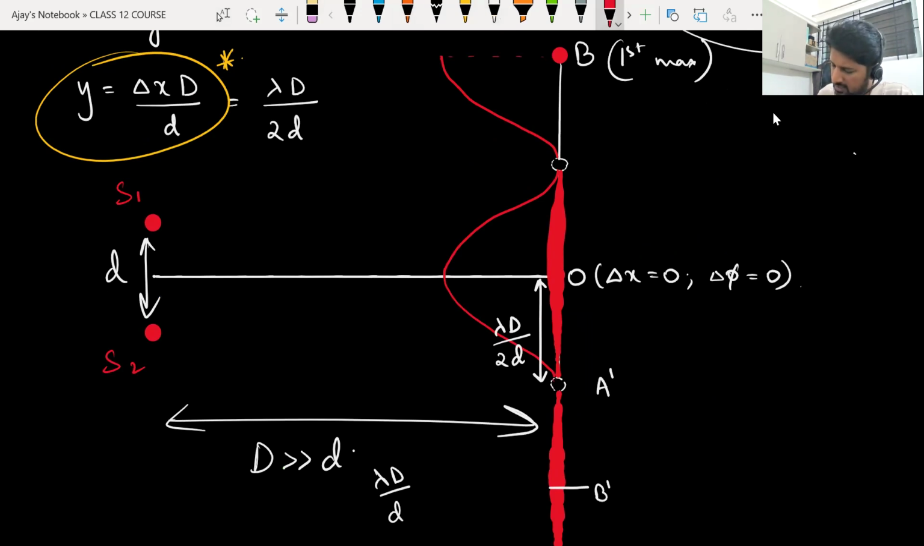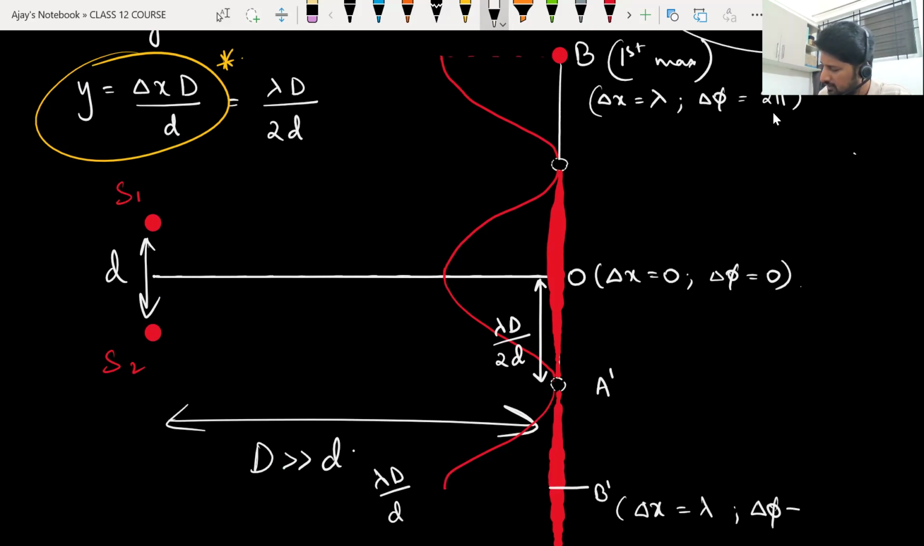At B and B dash, the first maximum on that side and the first maximum on this side of O, the path difference with which they interfere will be one wavelength. Path difference is one wavelength, means phase difference will be one cycle, that is 2 pi. That also gives rise to constructive interference. That is why you get a maximum there. For B dash also, the path difference will be one wavelength and the phase difference will be 2 pi. Rishi, is this clear?